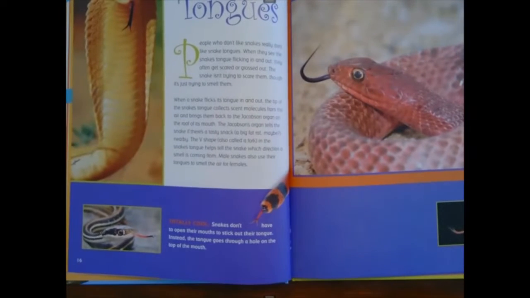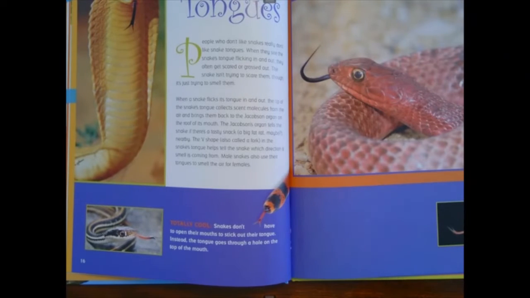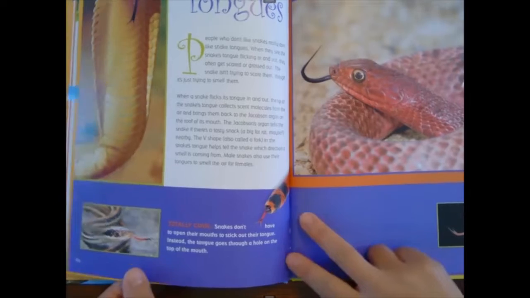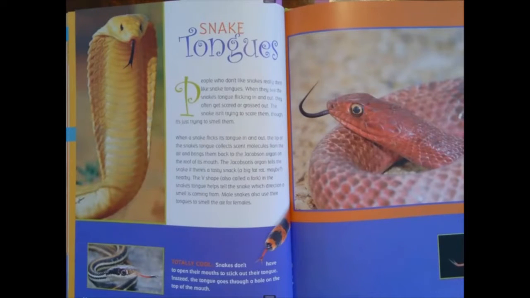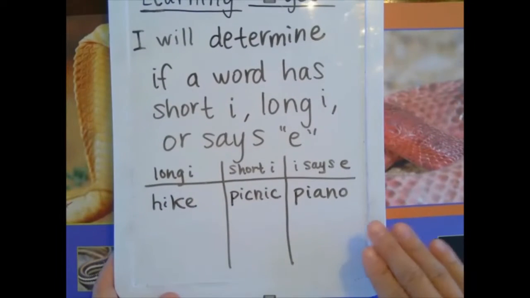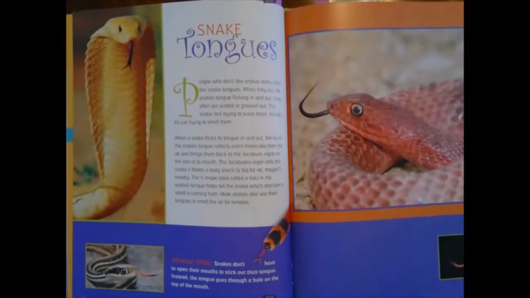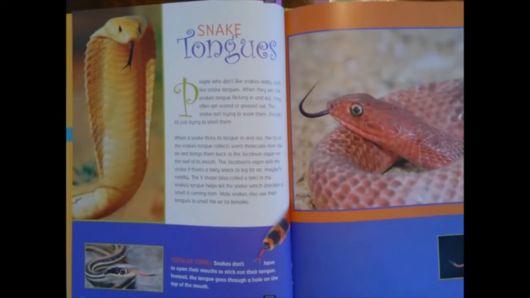And then remember, we read down here that snakes don't have to open their mouths to stick out their tongue. Instead, the tongue goes through a hole on the top of the mouth. So let's look for the I's. I'm seeing a bunch of words when you're going back. So it is tricky. You're trying to comprehend and understand all the facts you're reading, and then also keeping track of your goal here. But that's nice that you have it written down. And again, always keeping your journal or a pencil nearby is helpful too. Like the word, for example, flicking. I hear the I sound.